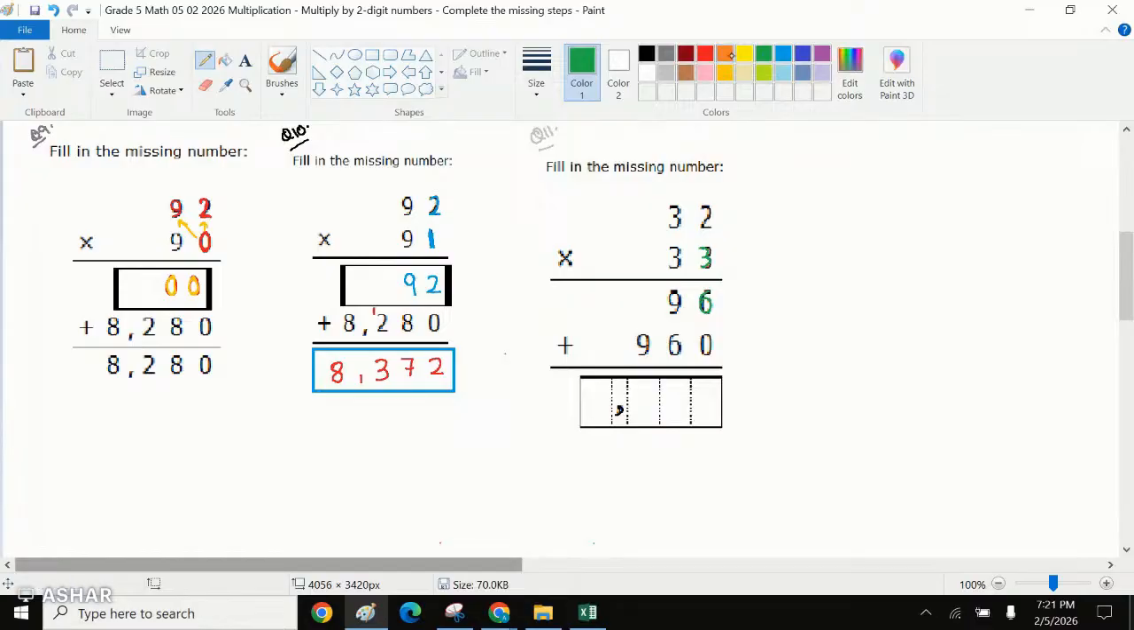Yeah, we put 0 to all the numbers over here. So 0 plus 0 would be 0. 0 plus 8 is 8. 0 plus 2 is 2. And 8 plus 0 would be 8. Because this value was a 0.